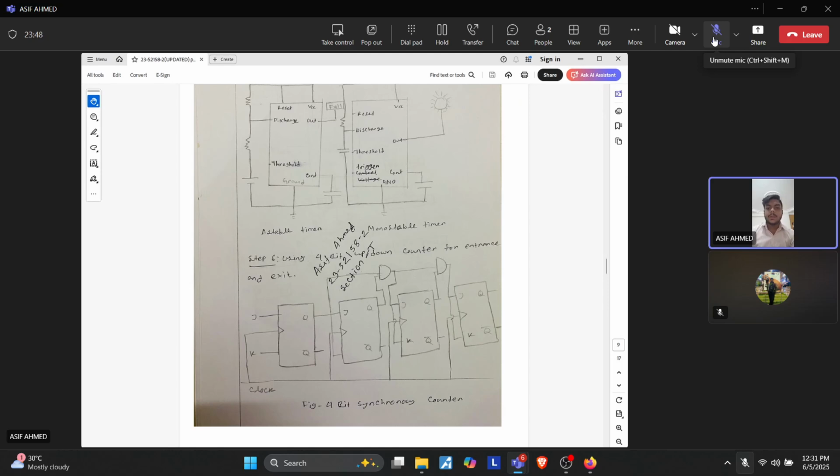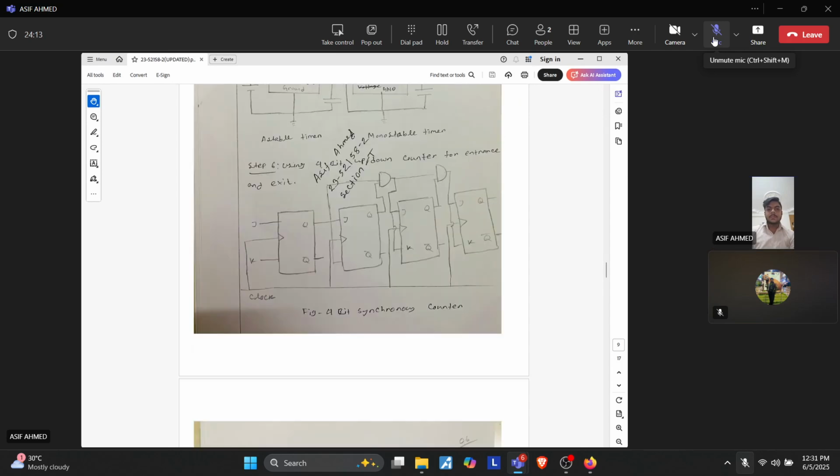The D flip-flops are ideal for such counters because they can store binary values and change state at each clock pulse. I have connected the flip-flops in a synchronous configuration where all flip-flops share a common clock signal, which ensures reliable counting with few glitches.